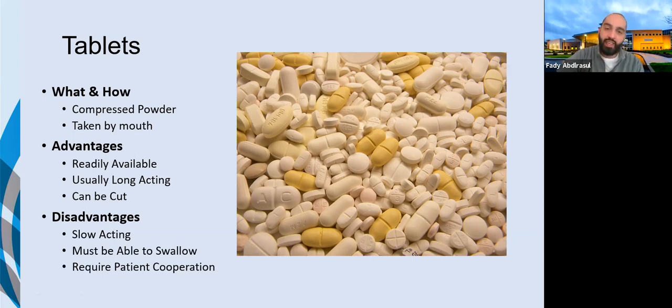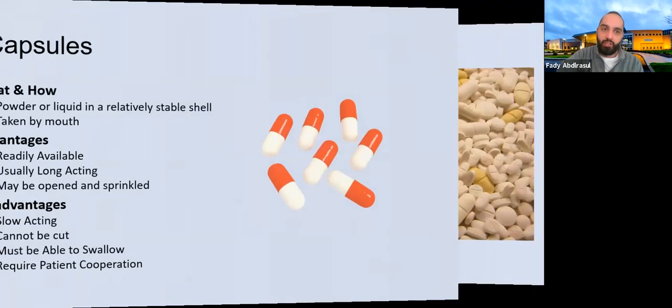Some disadvantages are they take a little bit before they start working. So sometimes they could take an hour or two before they start working. Depending on the medication, it could take a few days before you see any noticeable changes. You must be able to swallow the tablet, of course, and it requires patient cooperation in terms of adherence. So with a lot of the tablets, you have to take it every so many hours, or you have to take it every day. And so adherence is kind of a big thing. Just remembering to take the medication can be kind of a big deal. So that is a disadvantage.